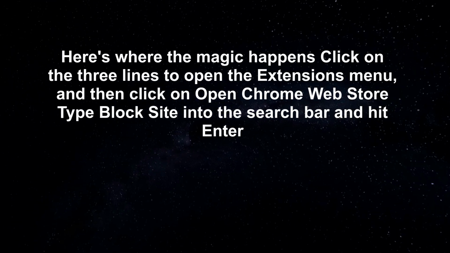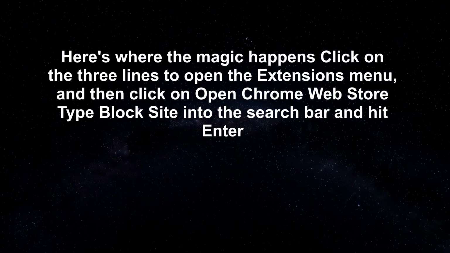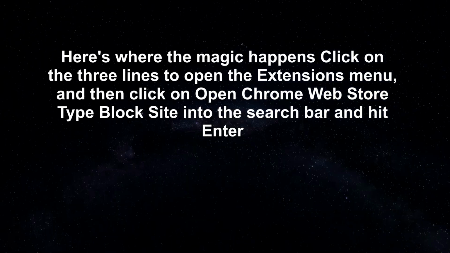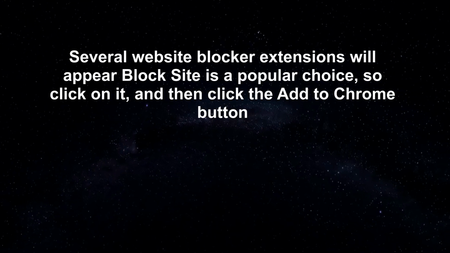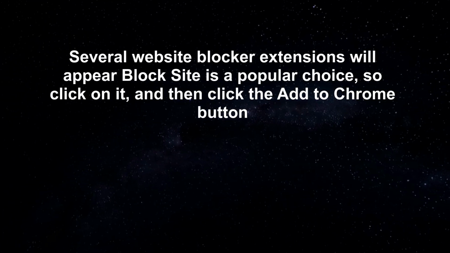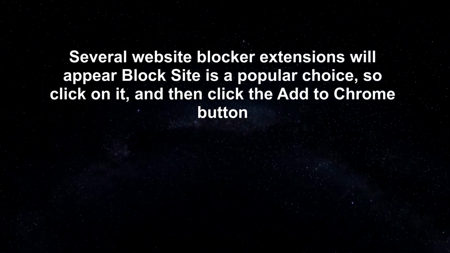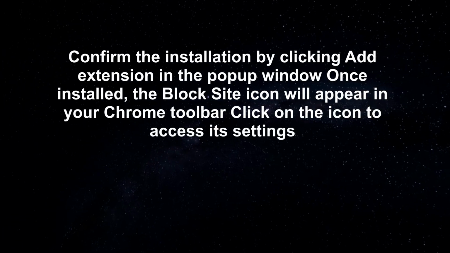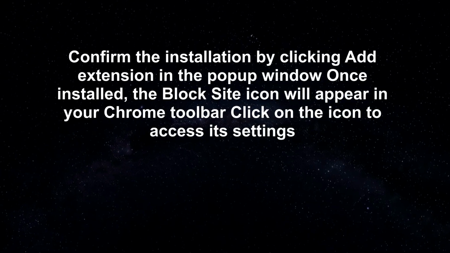Click on the 3 lines to open the Extensions menu, and then click on Open Chrome Web Store. Type Block Site into the search bar and hit Enter. Several website blocker extensions will appear. Block Site is a popular choice, so click on it, and then click the Add to Chrome button. Confirm the installation by clicking Add Extension in the pop-up window.